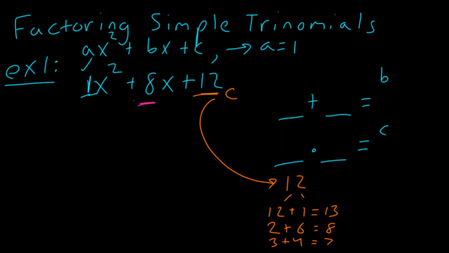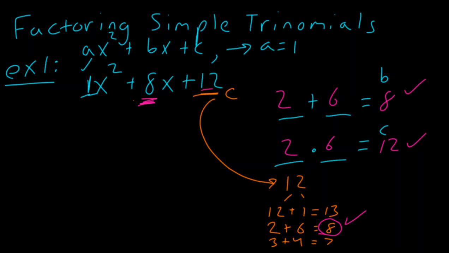Well, wait a second. We said we want the two numbers that multiply to be 12 and add to be 8. So it turns out 2 and 6 are in fact our winners. So let's just really double check this. What is 2 plus 6? Is that 8? Yup, that's our b term. What is 2 times 6? Well, that's 12. That's our c term.